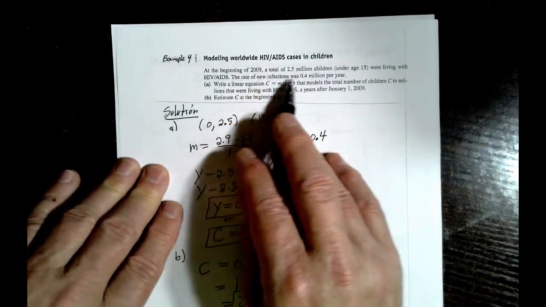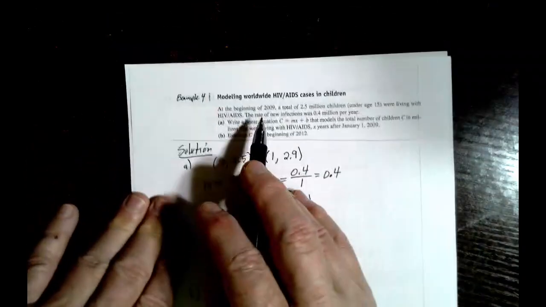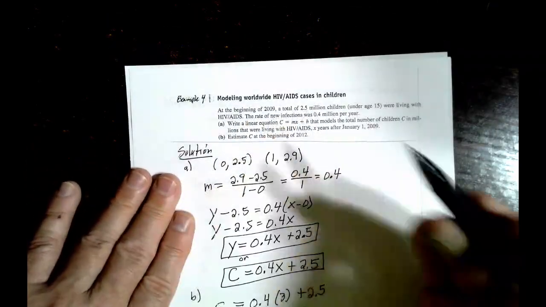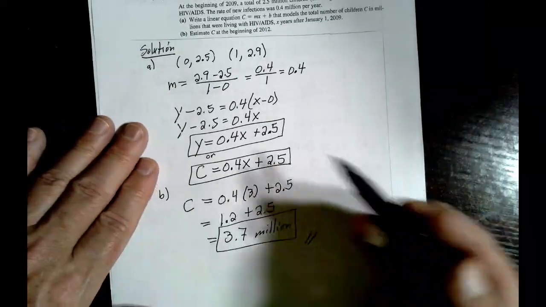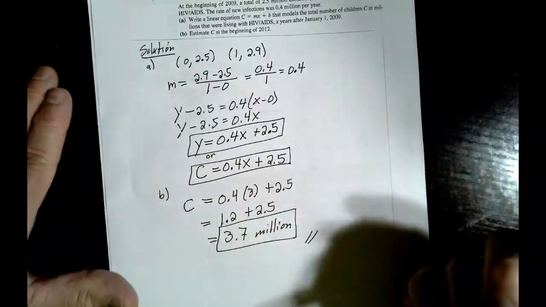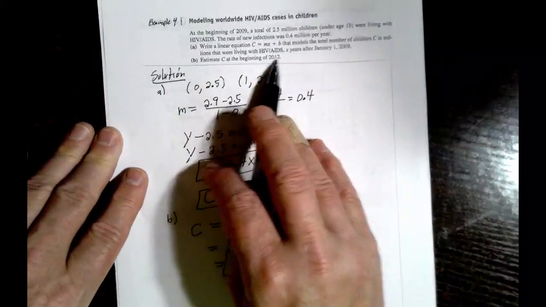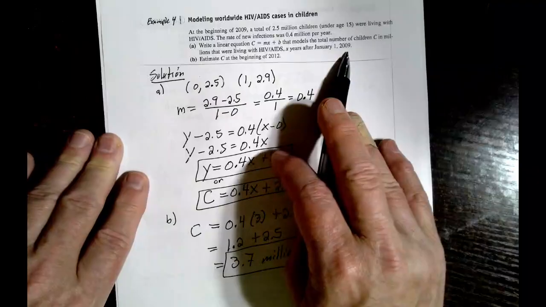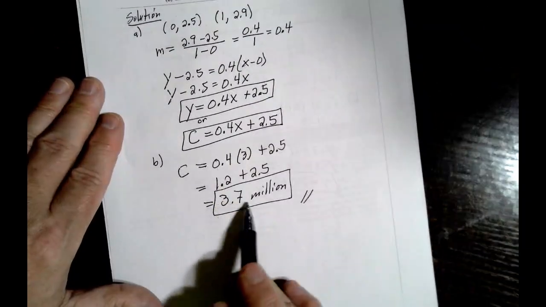And so the rate of new infections is your slope here. Okay. And the fact that year 0 you got 2.5, that's your B. So you'd expect 0.4x plus 2.5, and that's exactly what you get when you do it the long way. Right? Now they say estimate in 2012. Remember, year 0 was 2009, so that's 3 years later, so you plug a 3 into this and you get 3.7 million.